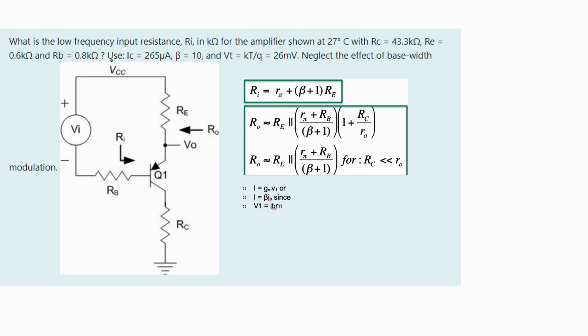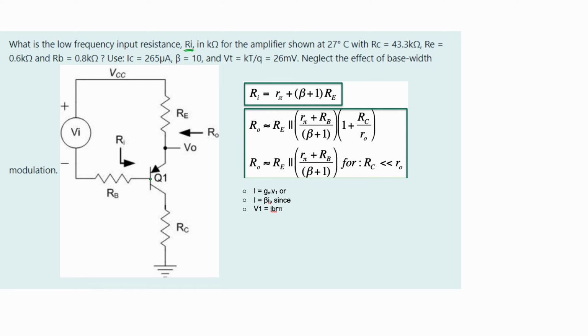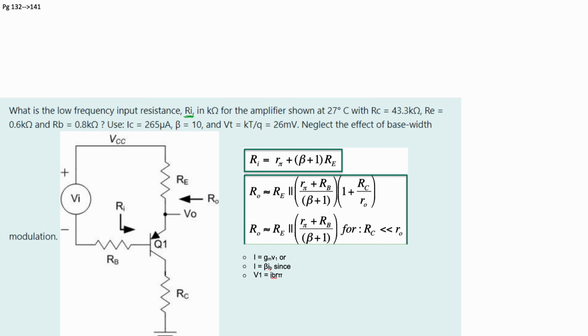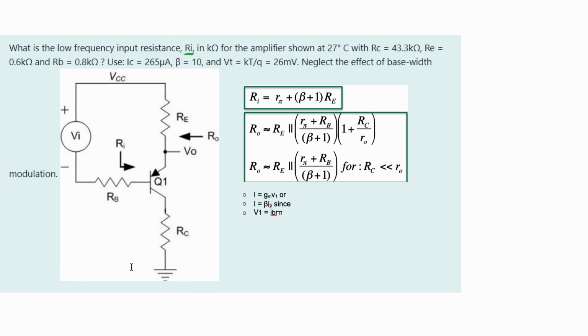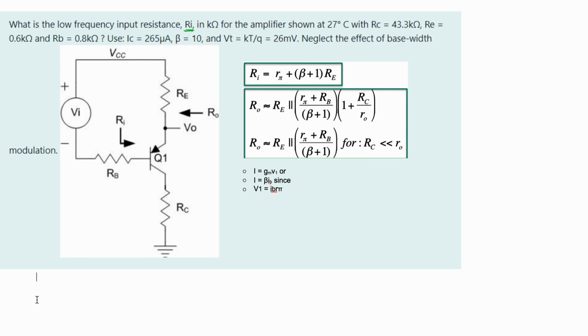What is the low frequency input resistance, Ri, in kilo ohms for the amplifier shown at a specific temperature, 27 degrees Celsius? We need that for what we have right here, the amplifier. We're given our RC, an RE, and a RB as well. We can use our IC, our beta, our VT as well. And we're to neglect the effect of base-width modulation.